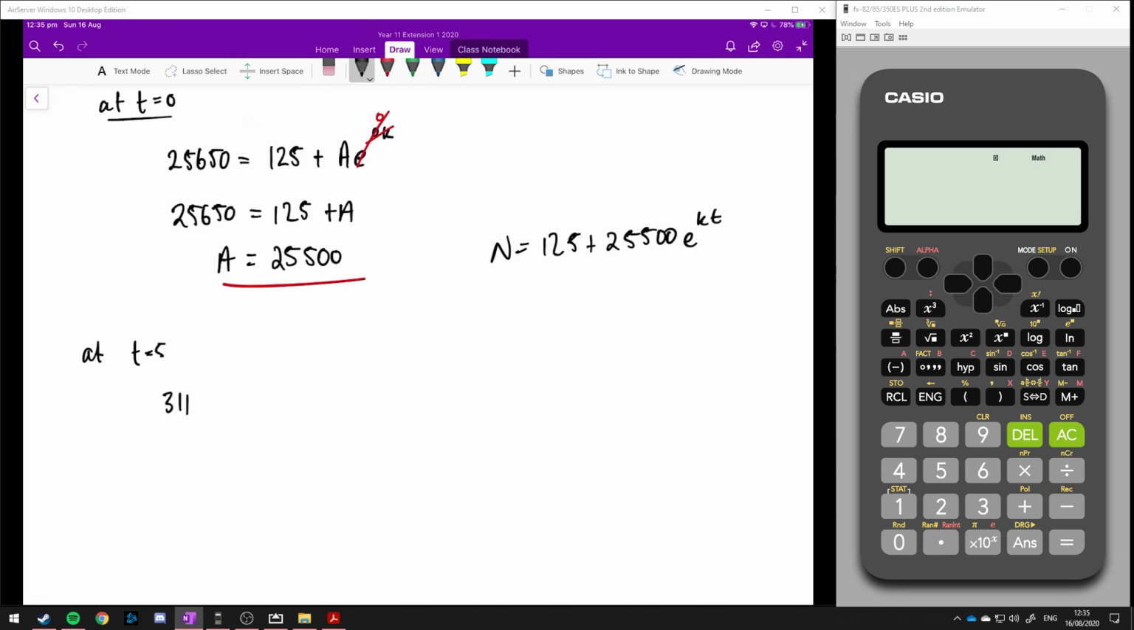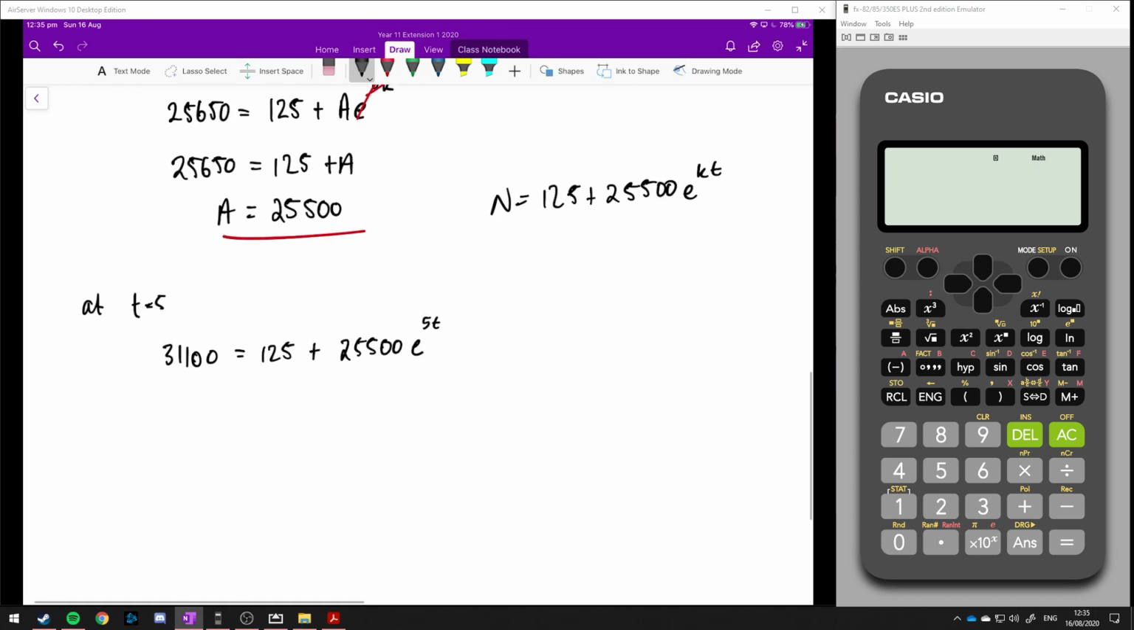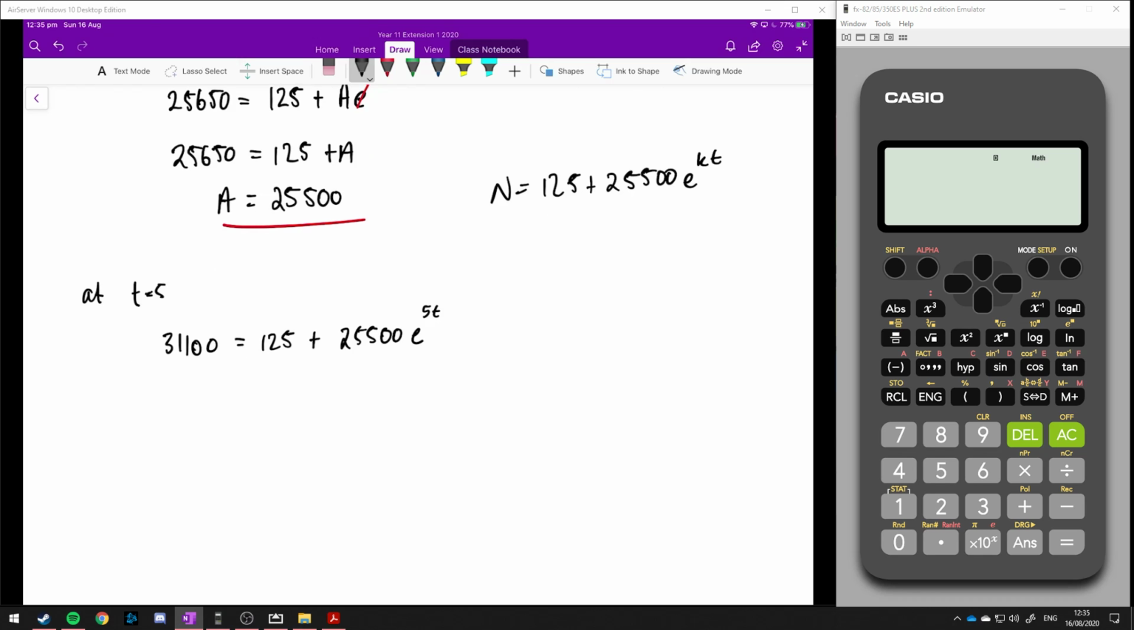So 31100 is equal to 125 plus 25,500 e to the 5t. Okay, so what we're going to do first is subtract 125 from both sides to get 29,975, and that's equal to 25500 e to the 5t.